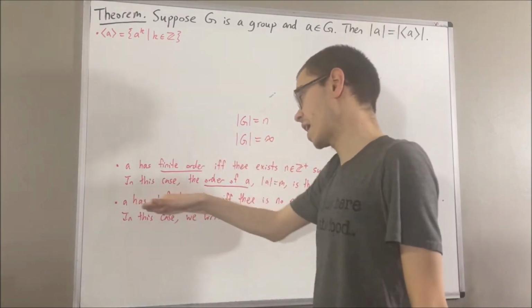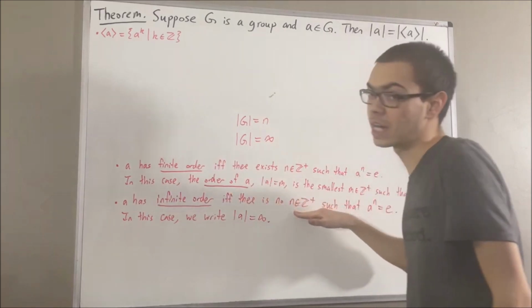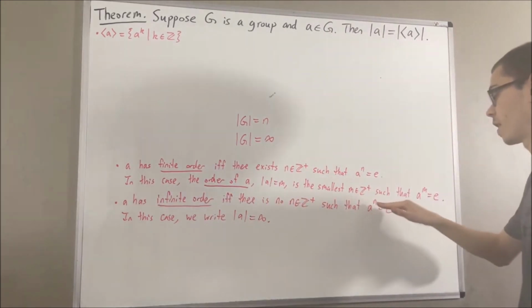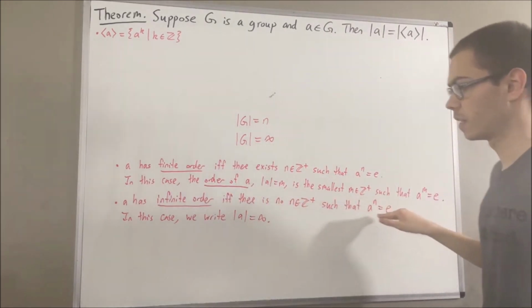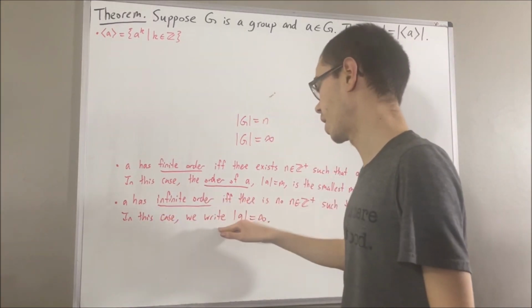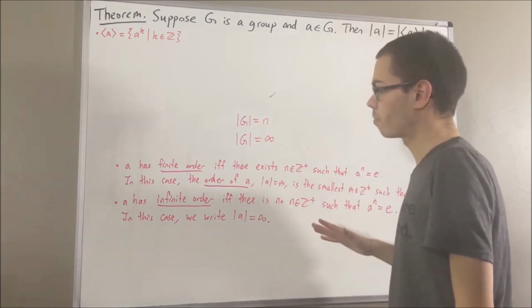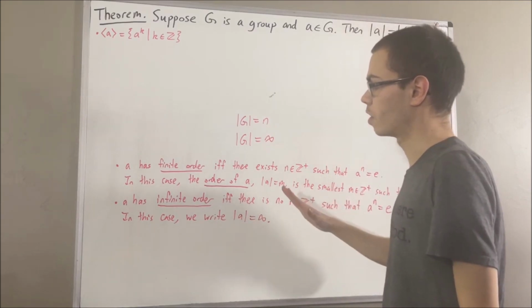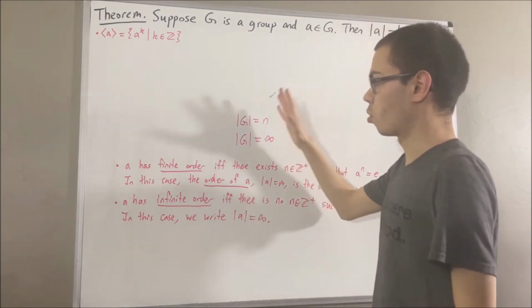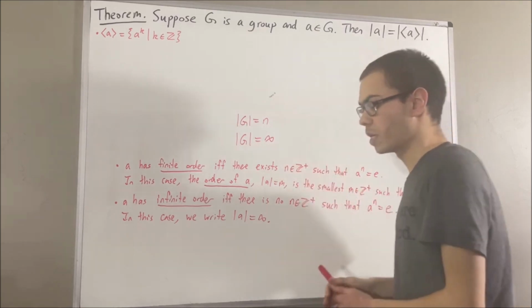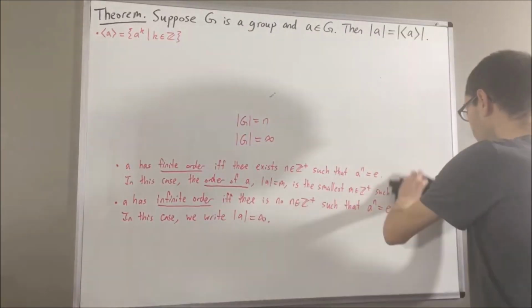That is, A has infinite order if there is no positive integer n such that A to the power of n is equal to the identity. And in this case, we use the notation order of A equals infinity. Now, some properties that we have proven regarding the order of a group and the order of elements in a group are as follows.